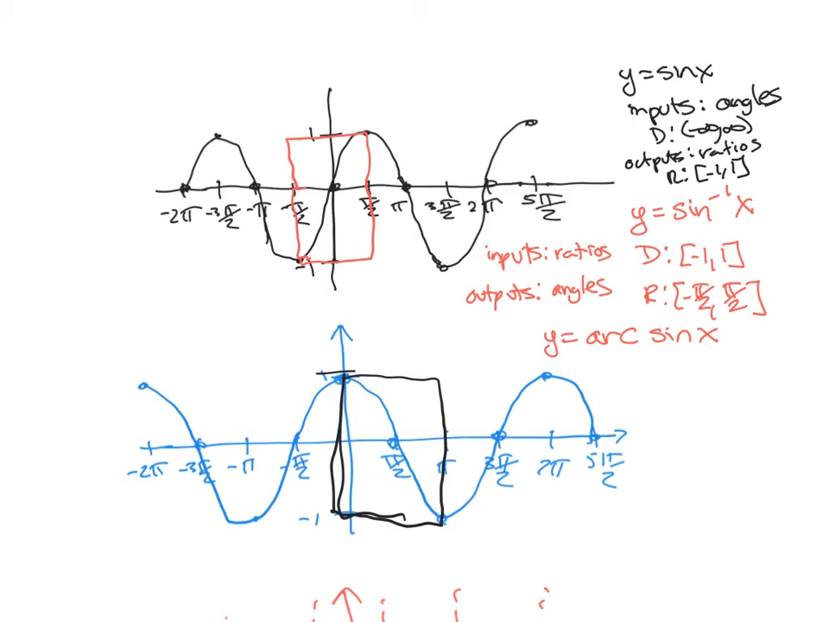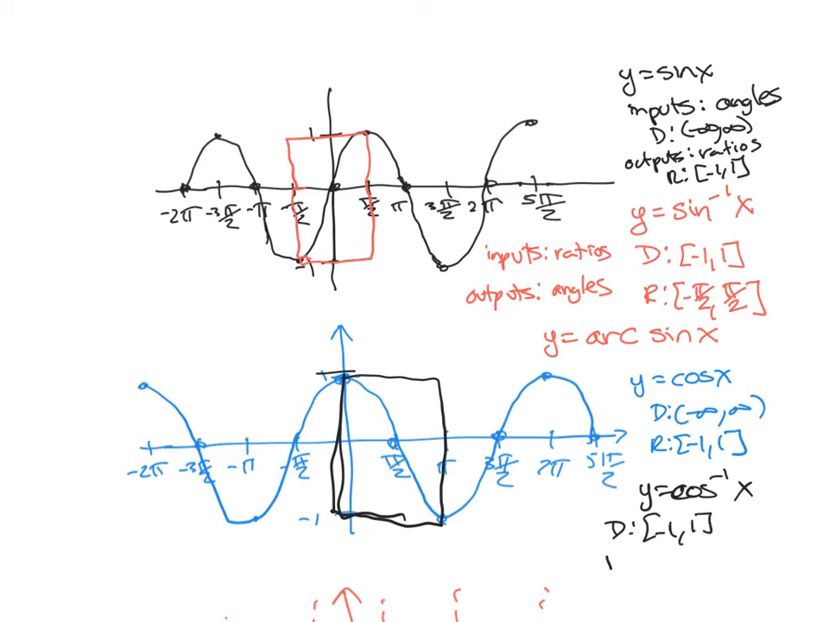Okay, so let's go back to the original cosine function. Originally for cosine, the inputs were the angles, so the domain was everything, and the range was the ratios. Now for inverse cosine, or arc cosine, the domain is the ratios, so negative 1 to 1, just like inverse sine. But the range here is our restricted domain of the original, so 0 to pi.